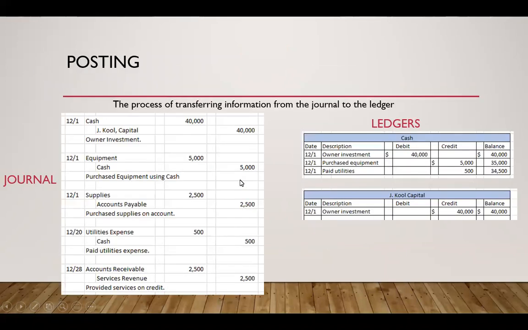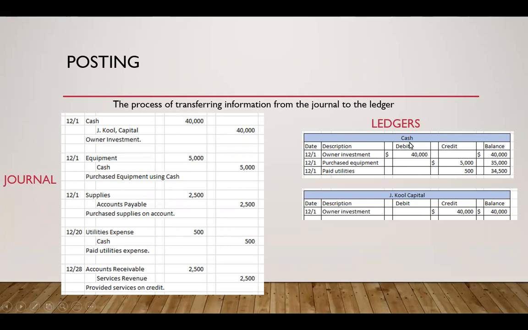Posting is the process of transferring information from the journal to the ledger. What we have listed here on the left is a sample journal with 5 transactions, and we're going to walk through the posting process by comparing the journal to our ledgers. Our ledgers are the documents or the electronic files that contain the information about a specific account.